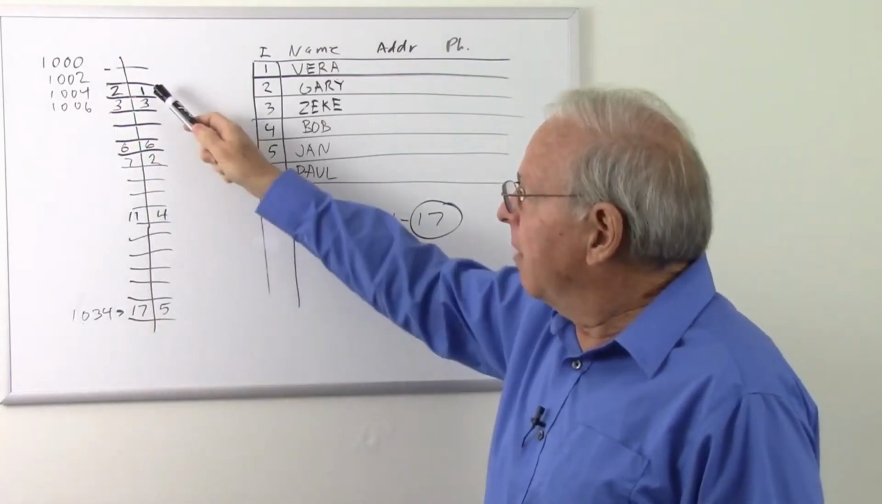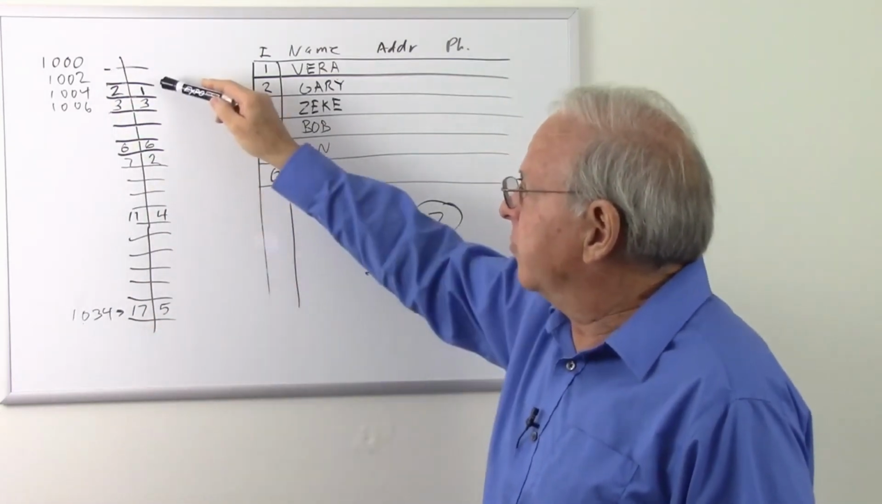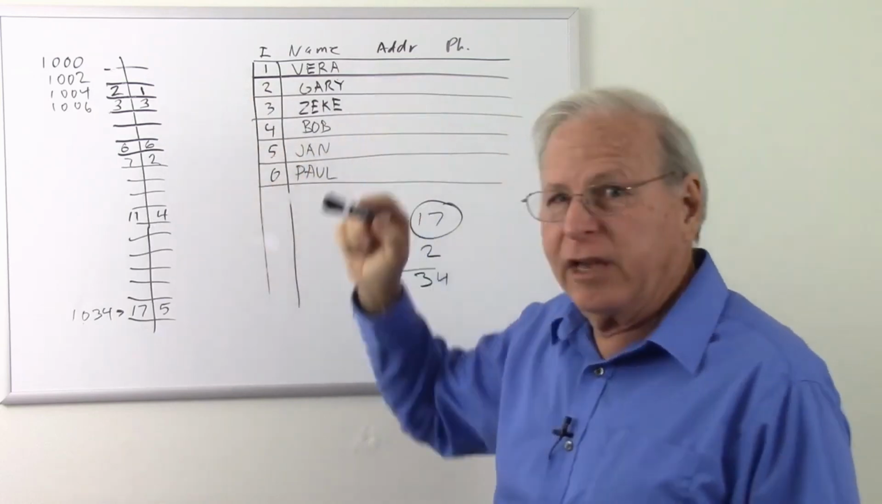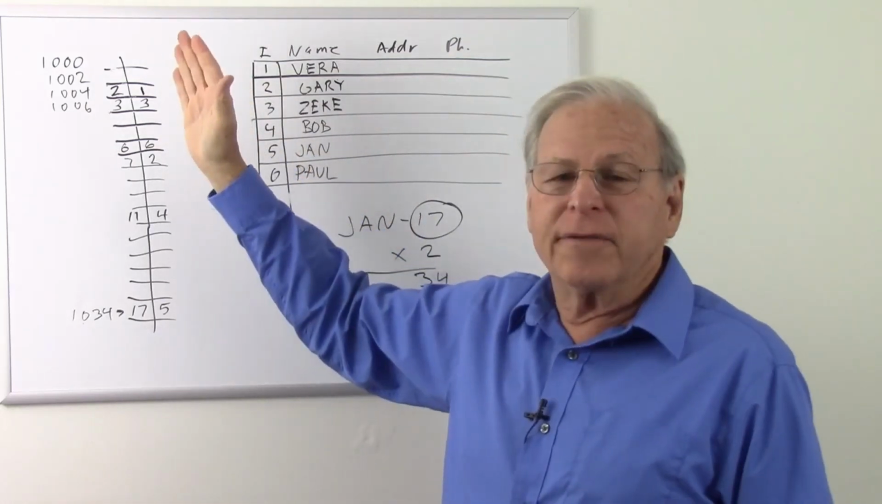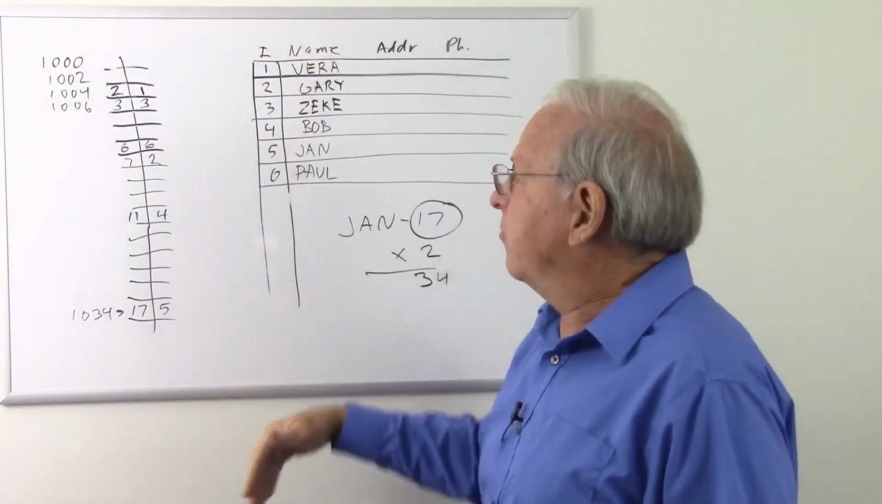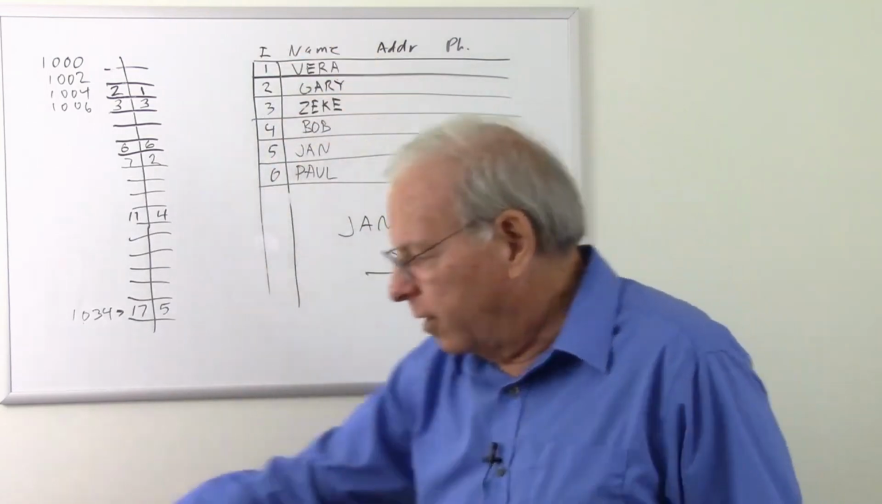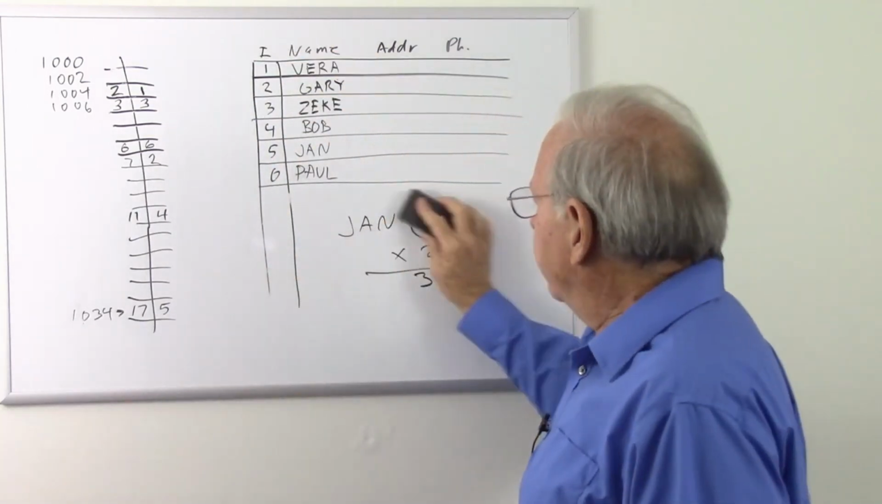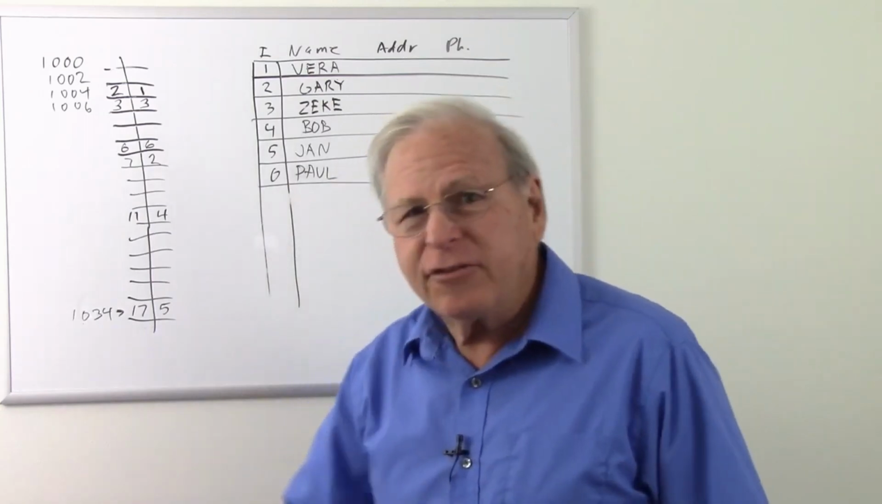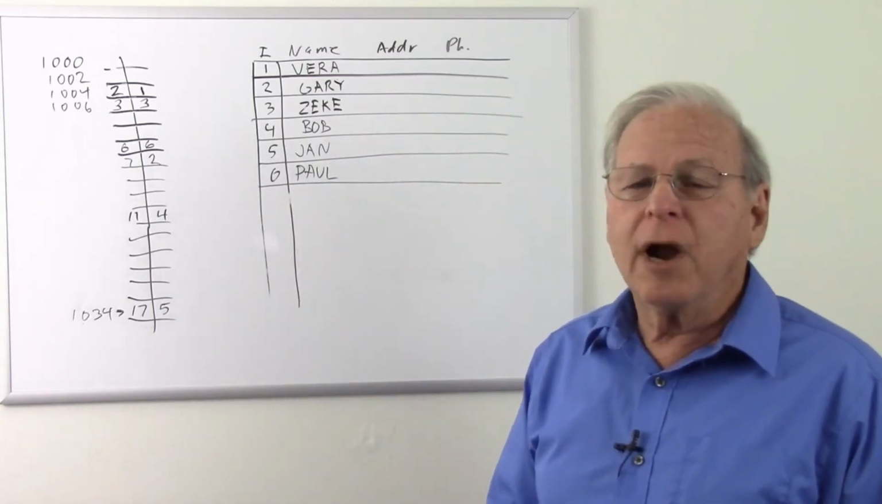Now, there's a problem with this. Look at all the slack space. I only have 1, 2, 3, 4, 5, 6 entries. That means I have 94 empty slots. Well, of course, as I add more and more people to the database, that will start filling those up. But as these fill up, I'm going to run into a new problem.